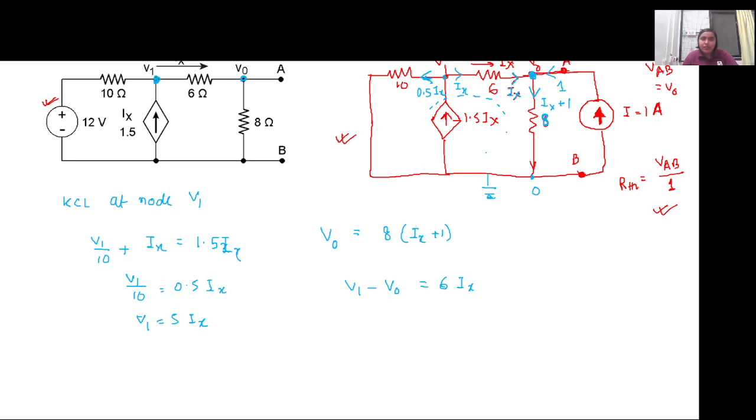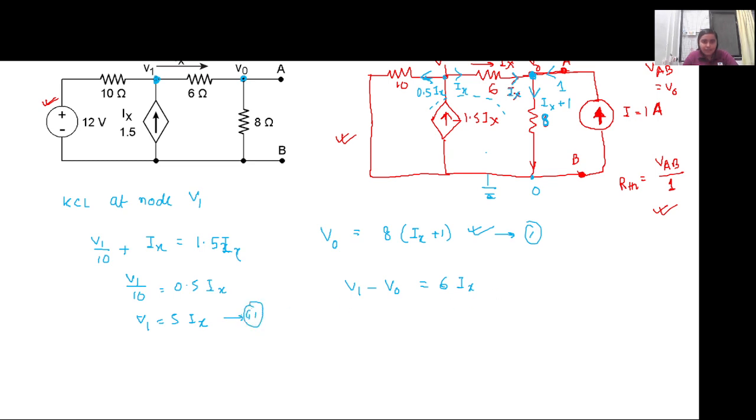Now, in order to calculate VAB, we need to find the value of V0. So we will keep V0 and substitute the rest of the values. In this equation we will substitute the other values. So V1 is equal to 5Ix. Let this be equation 1, this be 2, and this be 3.